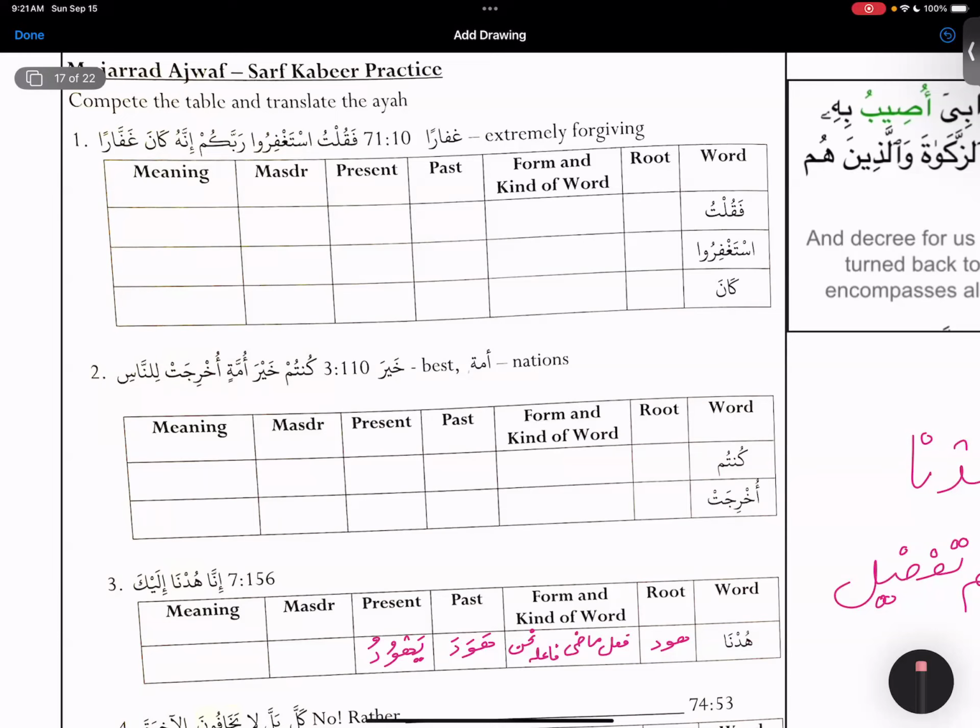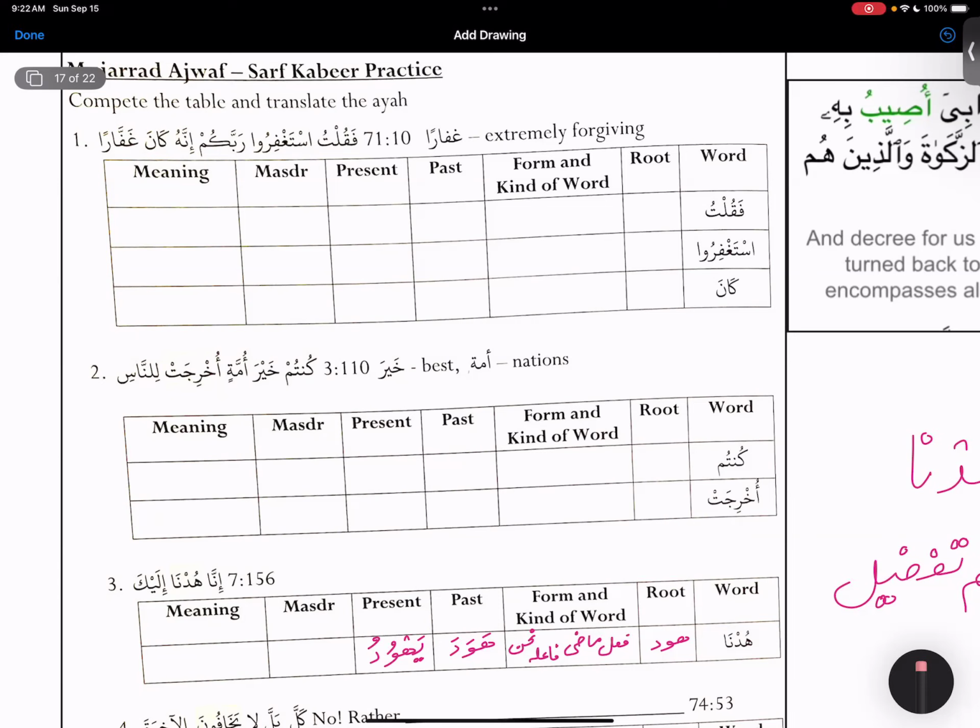Okay, then it says, next example, kuntum khayra ummatin ukhrijat linnasi. So kuntum, again, what is the root letter? It's kana, Ka wa nun. Kavana becomes kana, Ajwaf. Kana yakunu, and kuntum is antum. So kuntum, you all are khayra ummatin. What kind of word is khayra? Special mudaf? Mudaf ilayh? Masdar? No.